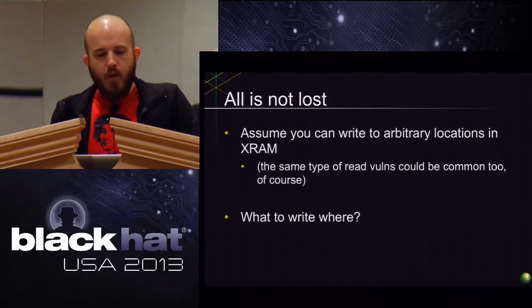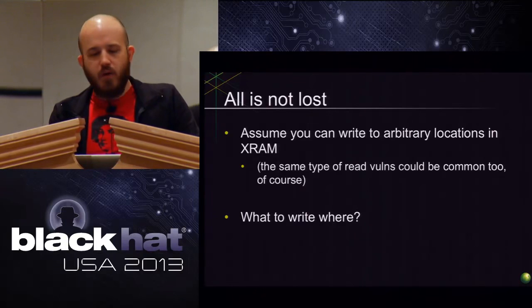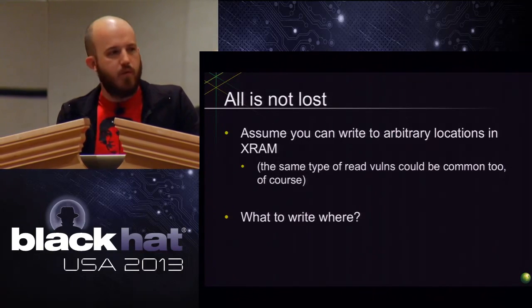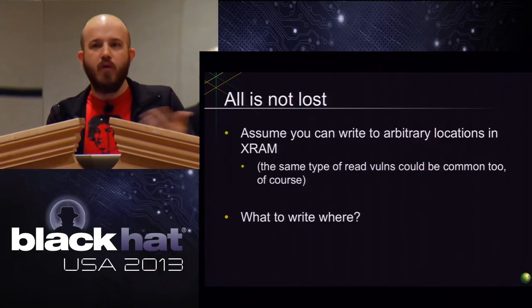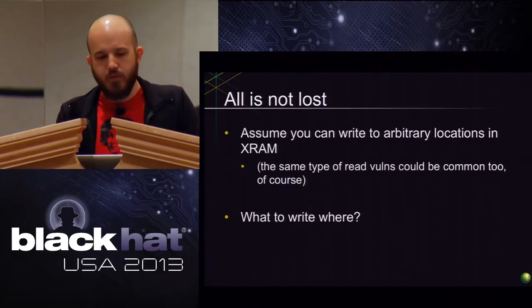So we can write to arbitrary locations of XRAM, and of course the same type of read runs. Well, what are we going to write? How are we going to do this? How are we going to find what we need to modify? How are we going to find a pointer over there somewhere that's going to divert execution flow for us?